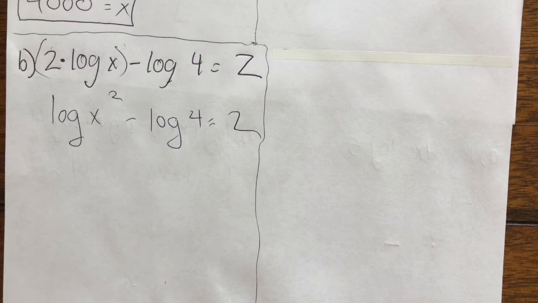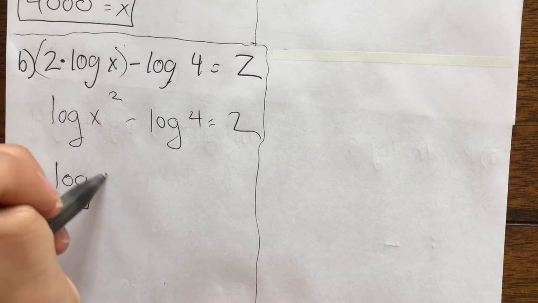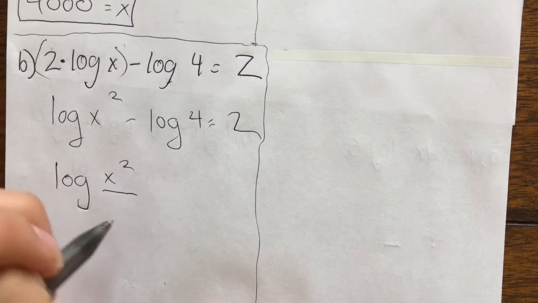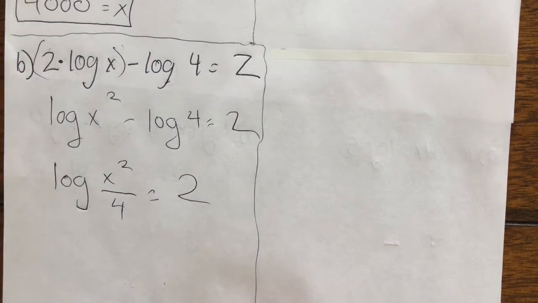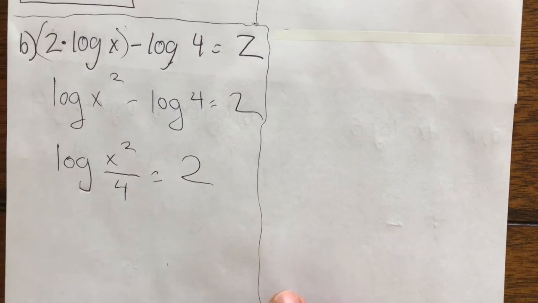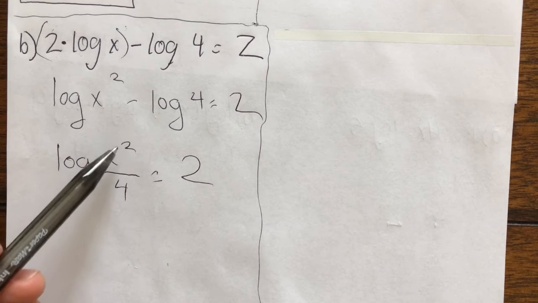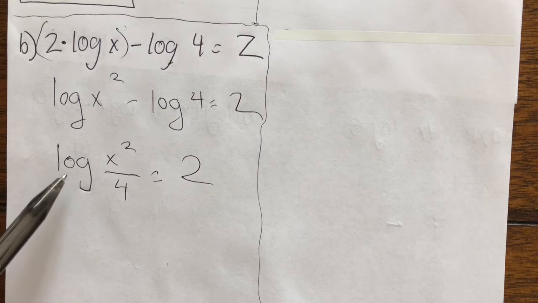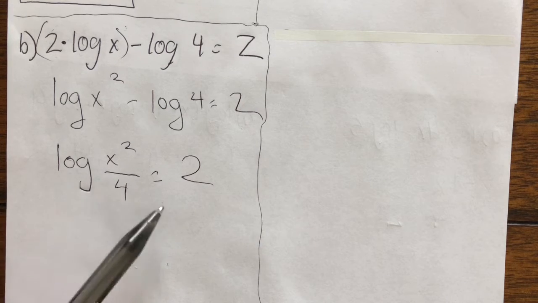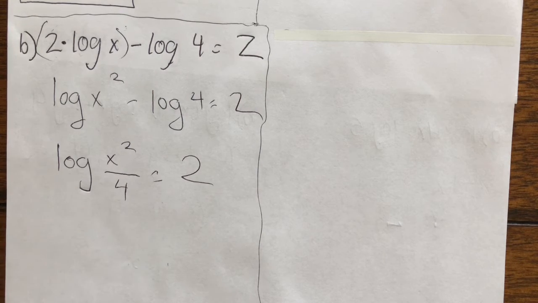So now I just have a difference of 2 logs. And with that, I can rewrite it as log of x squared divided by 4 equals 2. All right. So now I just have a single log of x squared over 4 equals 2. That's what we want. We want just a single log so that we'll be able to convert it into exponential form.